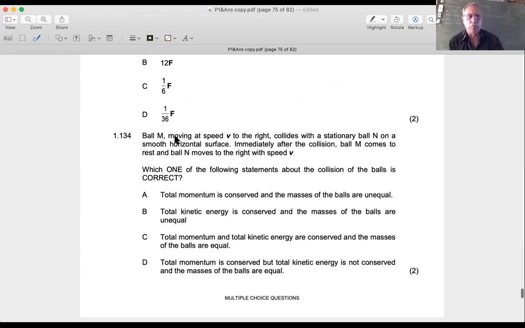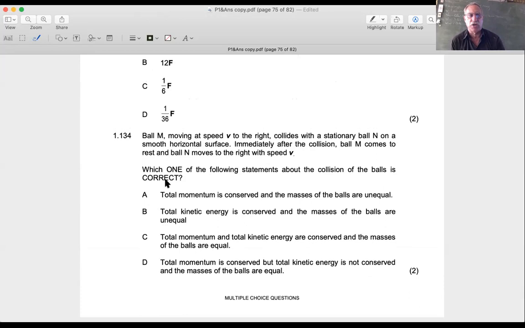Okay, ball M moving at speed v to the right collides with a stationary ball N on a smooth surface. Immediately after the collision, ball M comes to a rest and ball N moves to the right with speed v. Okay, that's like Newton's cradle. Both balls must have the same mass for the second ball to come off with the same velocity.